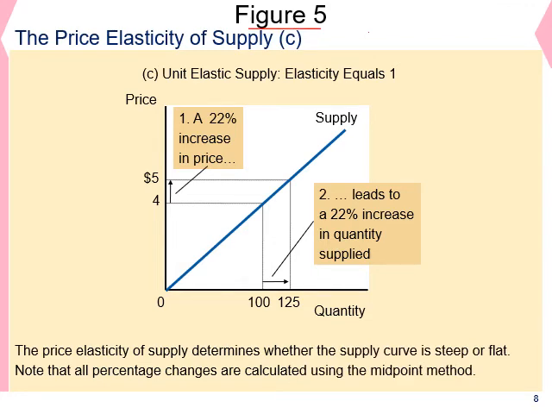Again, Figure 5 displays the price elasticity of supply, panel C. In panel C, we have the case of unit elastic supply, where the value of elasticity equals 1. This means that a 22% increase in the price leads exactly to a 22% increase in the quantity supplied. So the value of elasticity will be equal to 1.